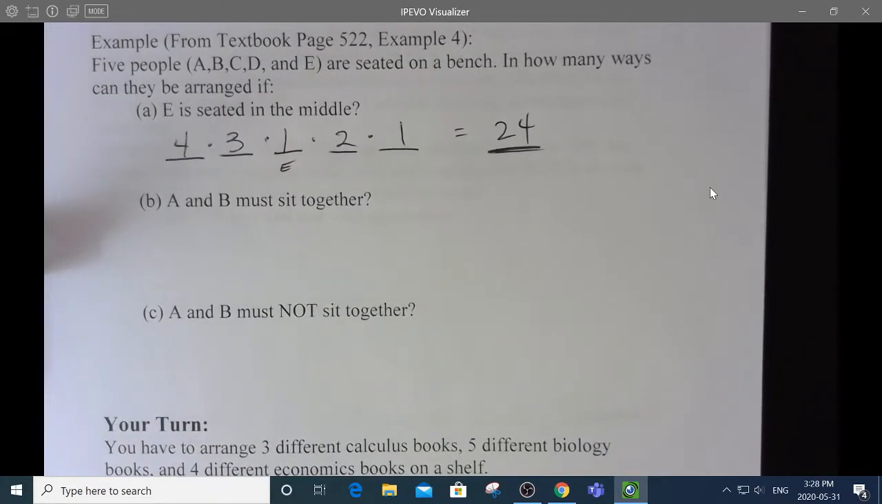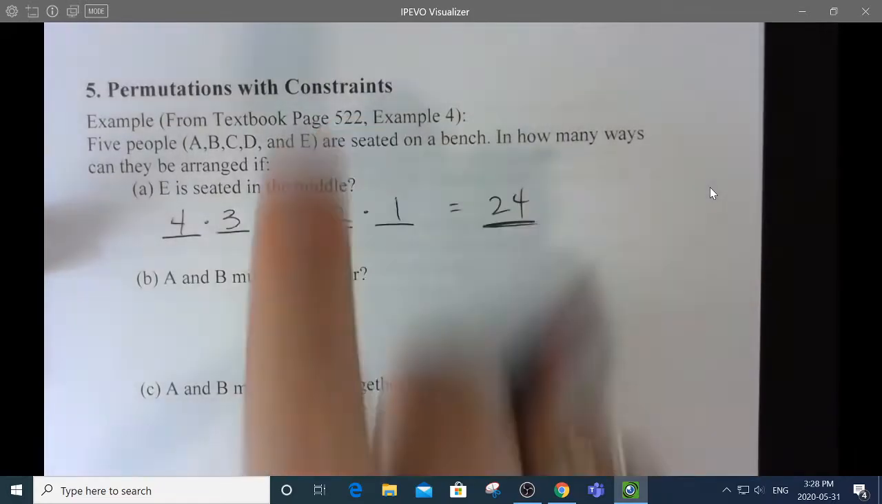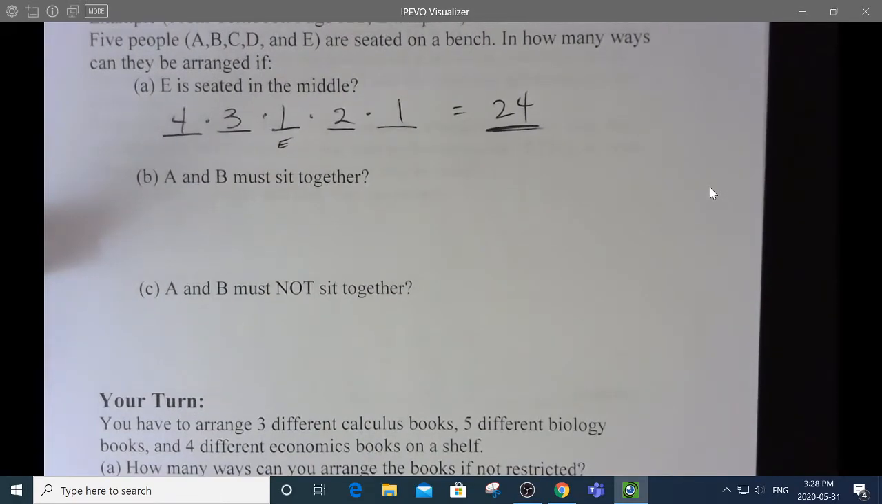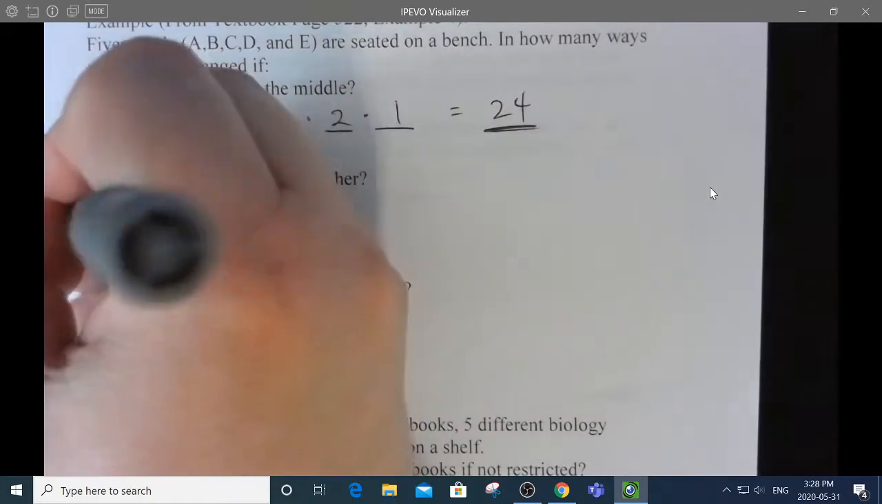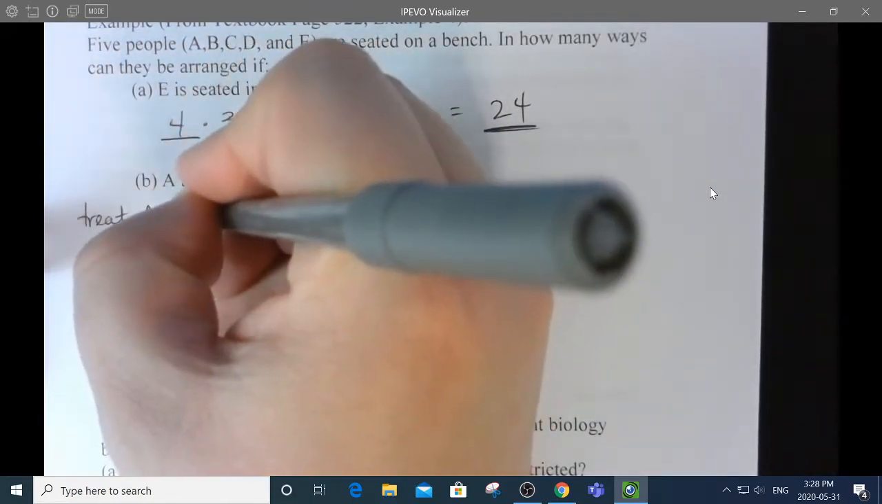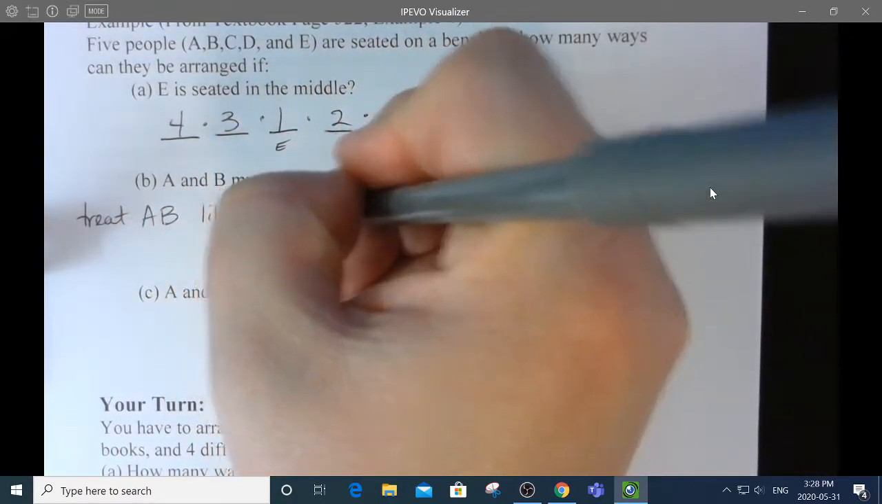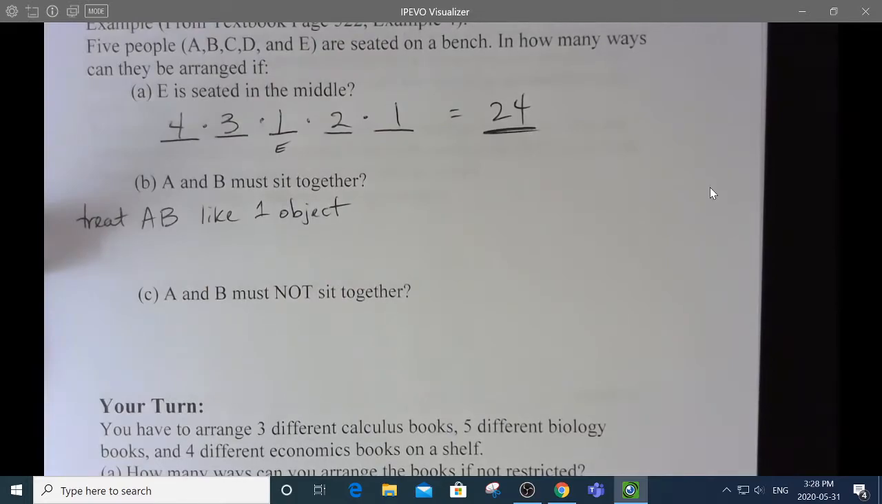Now, A and B must sit together. Isn't that interesting? So I want to arrange 5 people on a bench, but my rule, my constraint, is that I can't separate A and B. They have to be next to each other. So basically what I do is I treat A, B like one object. And yeah, in math we're all sociopaths and we treat people like objects.